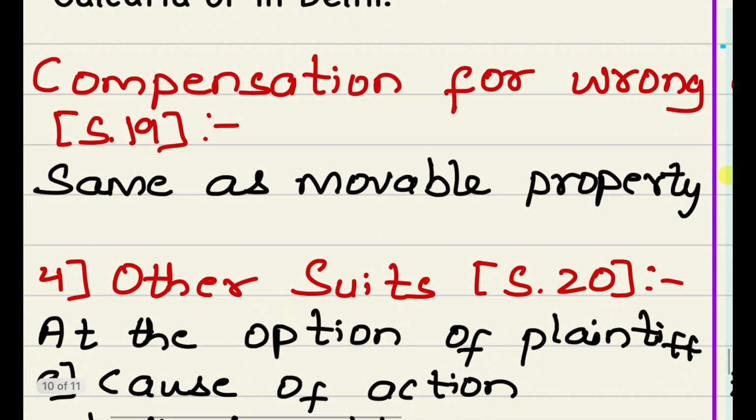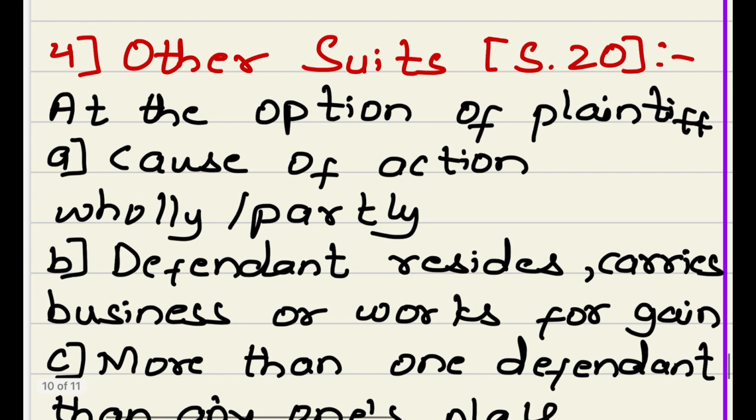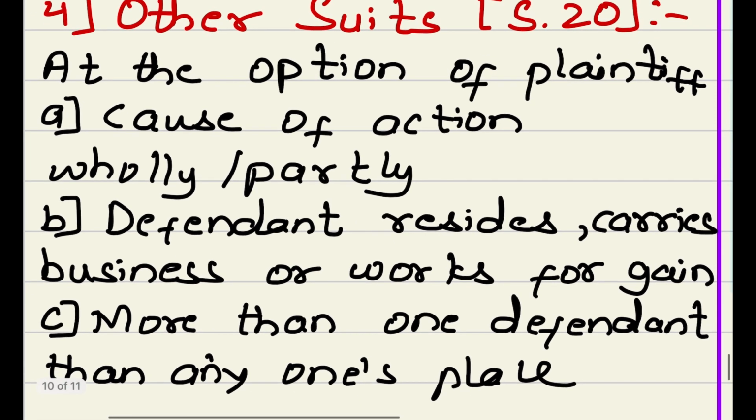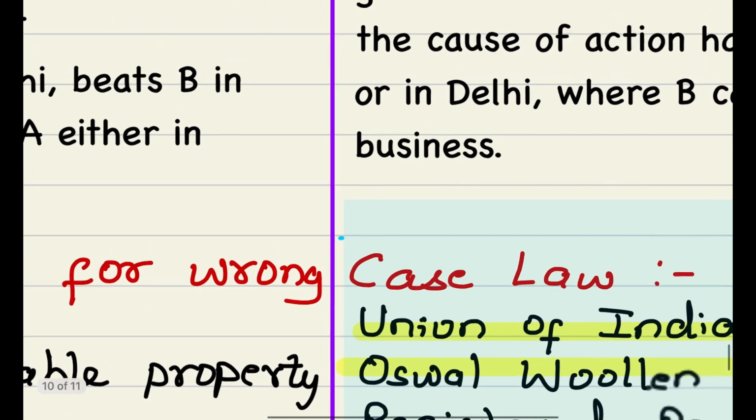Compensation for wrong. It is the same as movable property: at the option of the plaintiff, either where the wrong happened, or where the defendant resides. For other types of suits which are not movable, not tortious, and not immovable, it is also at the option of the plaintiff, where the cause of action wholly or partly arose, or where the defendant resides, carries on his business, or works for gain. If there is more than one defendant, then it can be filed at any one defendant's place.